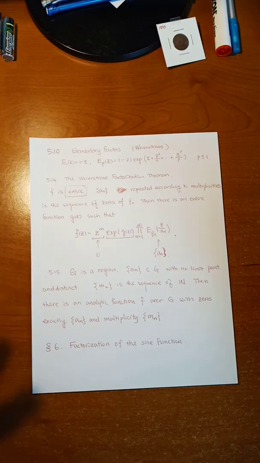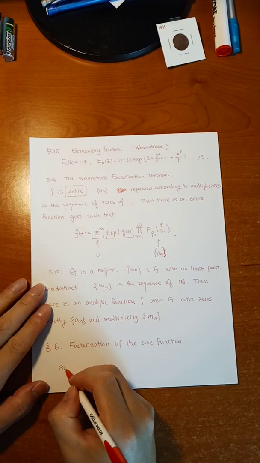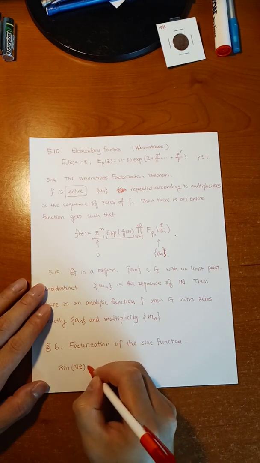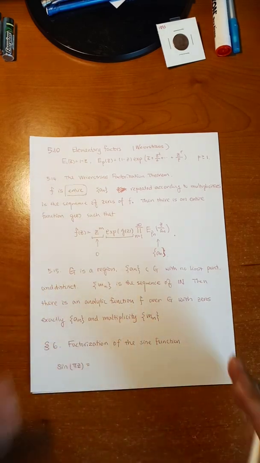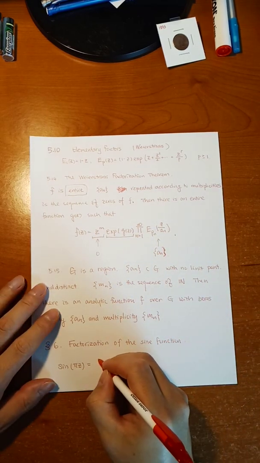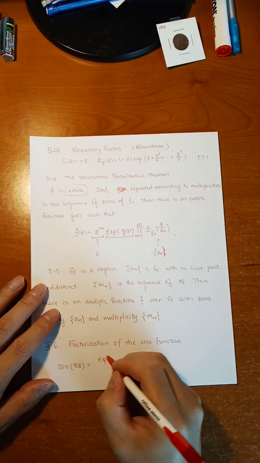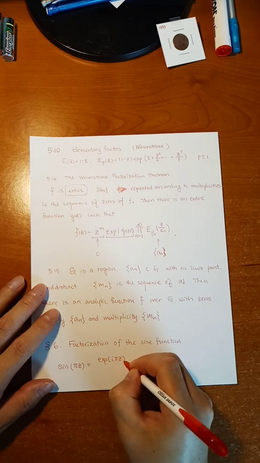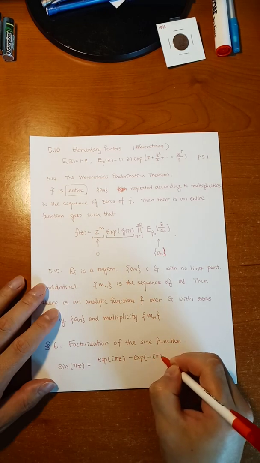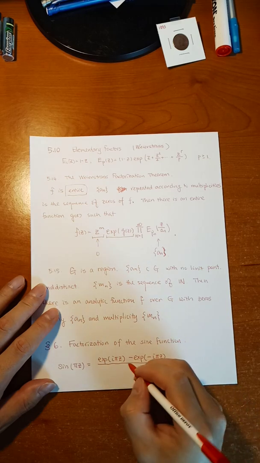The sine function is an entire function. In complex analysis, the sine function is defined by the exponential function, so it's an entire function. In order to avoid pi, we do not study sine z. We study sine pi z, because we just want nice zeros. So sine pi z is the exponential of i pi z minus the exponential of negative i pi z, divided by 2i.